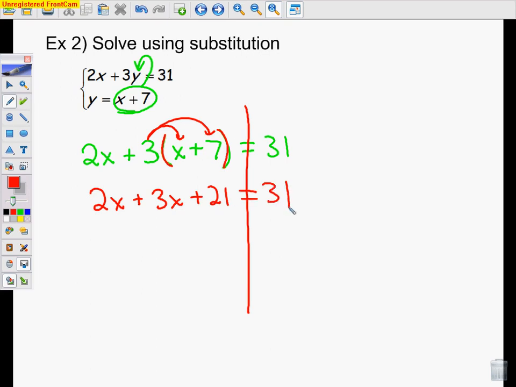Combine your like terms. 2x plus 3x equals 5x. So we have 5x plus 21 equals 31. To solve for x, we would subtract 21 from both sides.